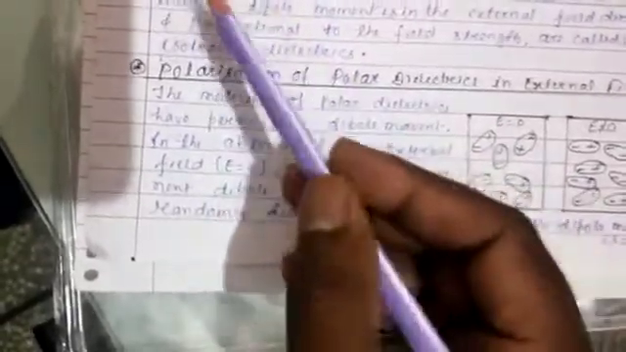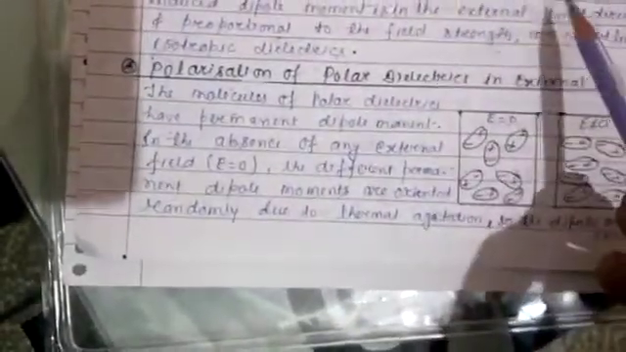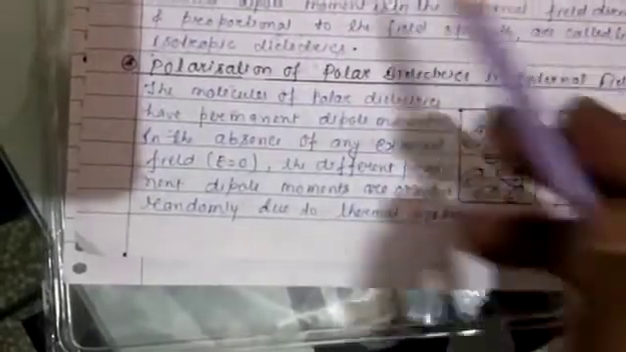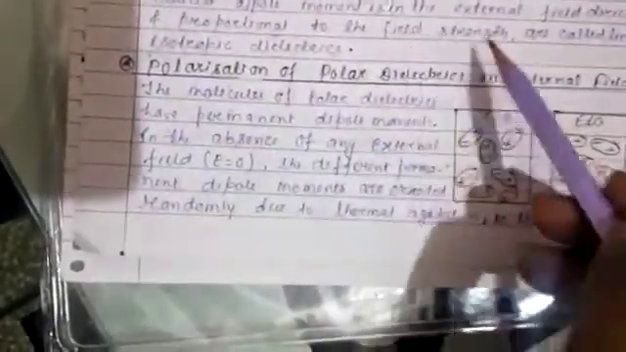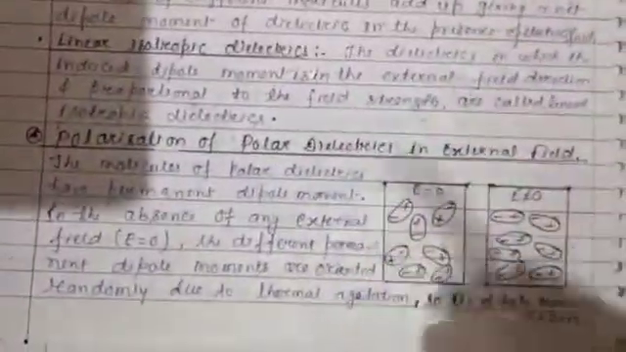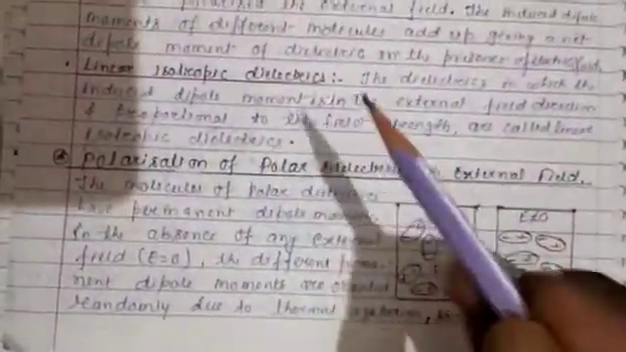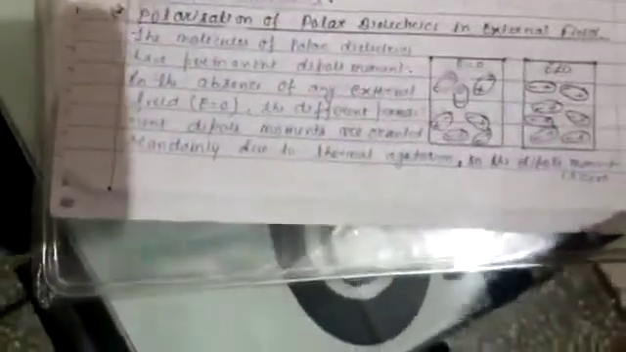So we will come to know a new term, linear isotropic dielectric. The dielectric in which the induced dipole moment is in the direction of the external field and proportional to the field strength is called a linear isotropic dielectric. In such dielectrics, when the electric field strength increases, the polarization increases. That's why such dielectrics are called linear isotropic dielectrics.